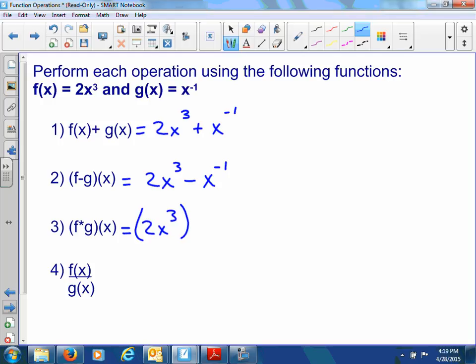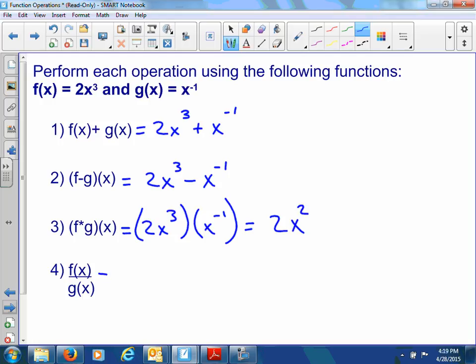If I'm multiplying 2x cubed times x to the negative 1. Remember, we multiply coefficients, which gives me 2. And then when I multiply variables, I add their exponents. So 3 minus 1 is 2.